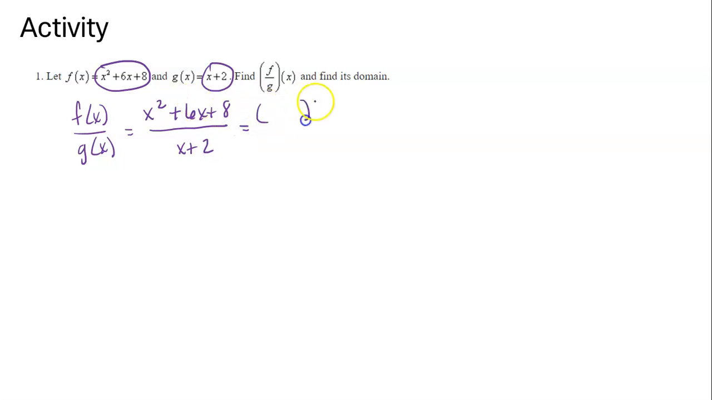I'm going to factor the top. So I have x squared here, so I know an x goes there. And then we've got 8, so we have 1 and 8, 2 and 4. 2 and 4 gives us 6, so that would work. It's plus and plus because this is plus and plus. Okay, so that's going to cancel and we get x plus 4.